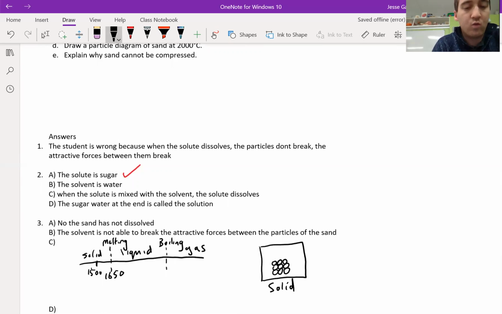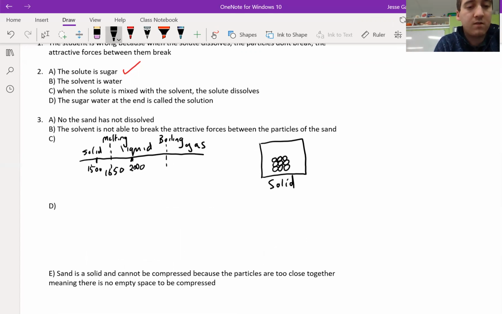Okay, D, draw a particle diagram of sand at 2000 degrees Celsius. Well, we're not sure of the boiling point, but I think it's going to be a bit higher than 2000. So when it gets to 2000, I think that's going to be around here somewhere. It's going to be in its liquid state. So for D, you have to draw a particle diagram of a liquid. It's the same particles, they haven't changed, they're just arranged differently. This is the sand when it melts and turns into a liquid.